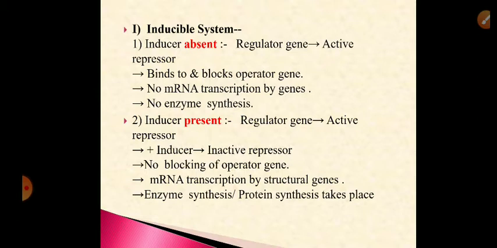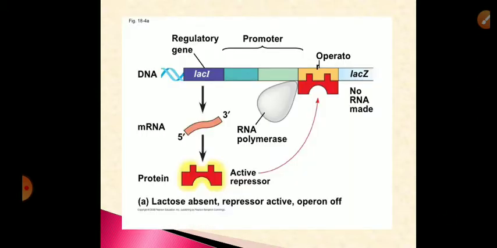So it becomes inactive. It cannot bind operator gene. That means operator gene is free. So RNA polymerase bound to promoter will move towards structural genes, and structural genes will be expressed. mRNA synthesis will take place, and enzyme or protein synthesis will also take place. So according to inducible system, if inducer is absent, operon expression is off. Operon expression will not take place. If inducer is present, operon expression will take place, and all the three enzymes, beta galactosidase, permease and transacetylase will be synthesized.